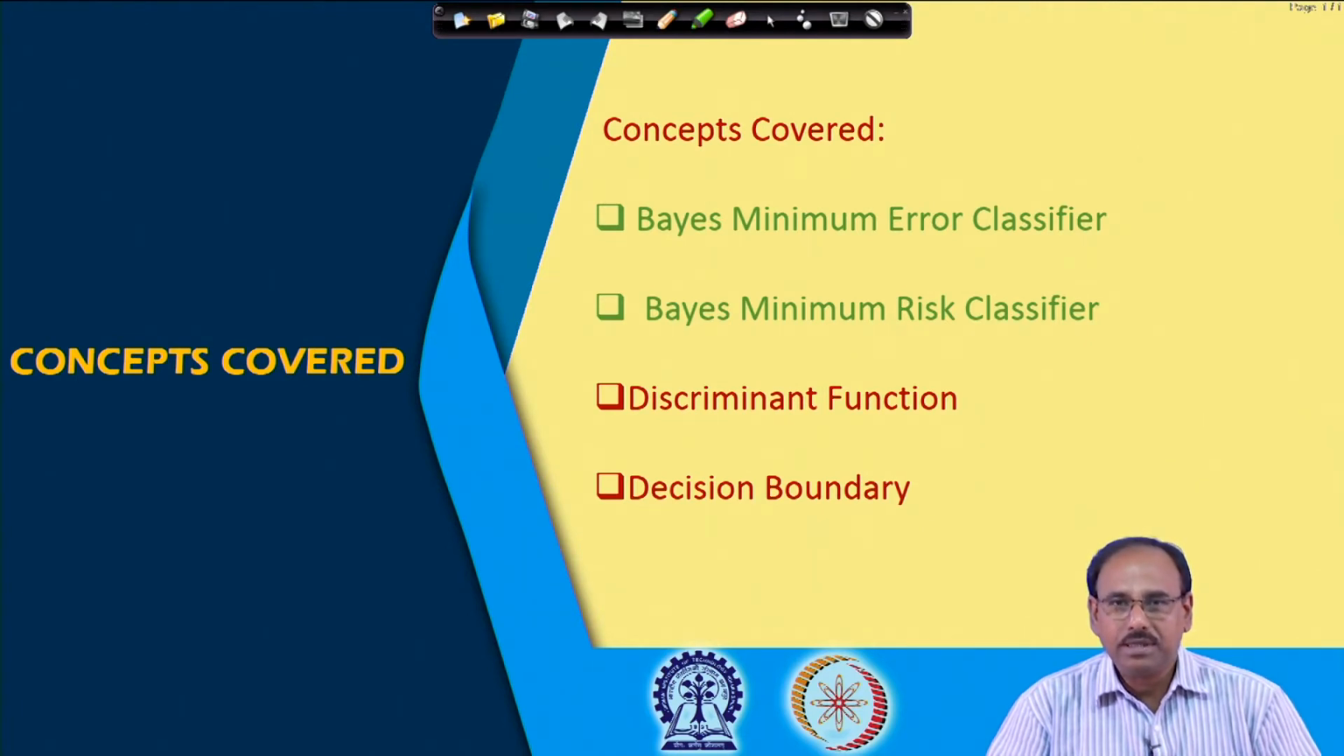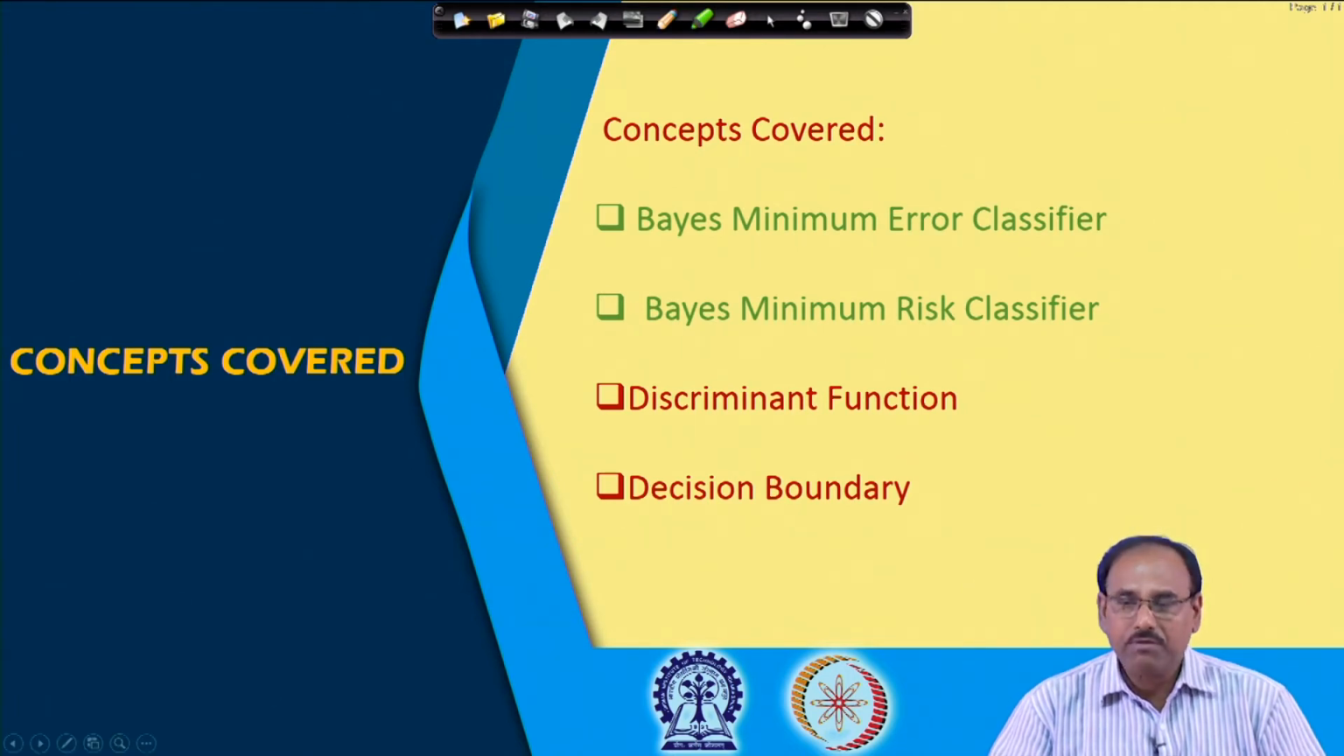So, in today's lecture, we will start from those Bayes classifiers and then move on to what is known as the discriminant function. Using the discriminant function, we will also try to derive and demonstrate the decision boundary between different classes.